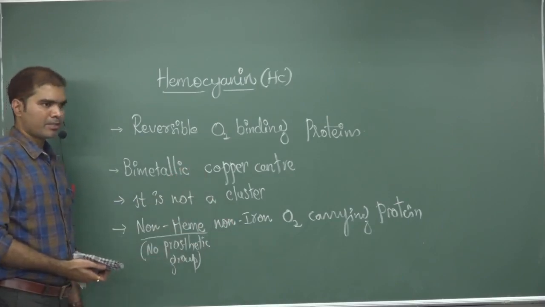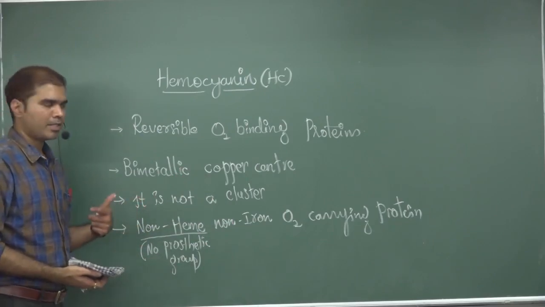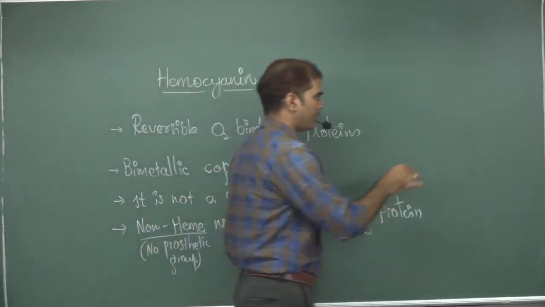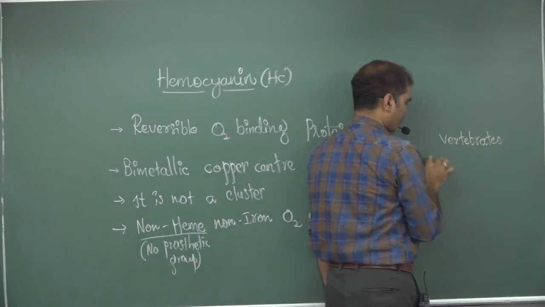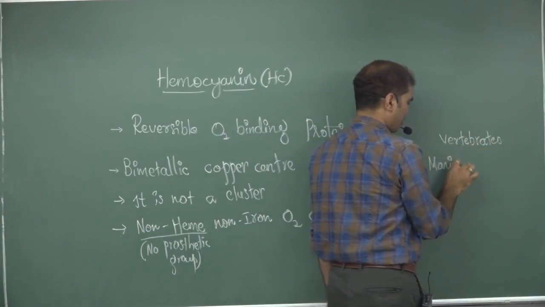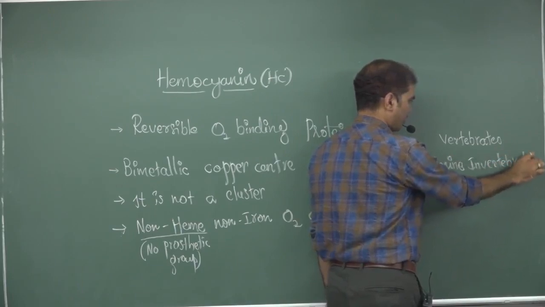Where do we find this? Hemoglobin, we find it in snails. Hemoglobin, we find it in vertebrates and very, very few invertebrates. Hemerythrin is found in marine invertebrates and a bacteria, Methylococcus.